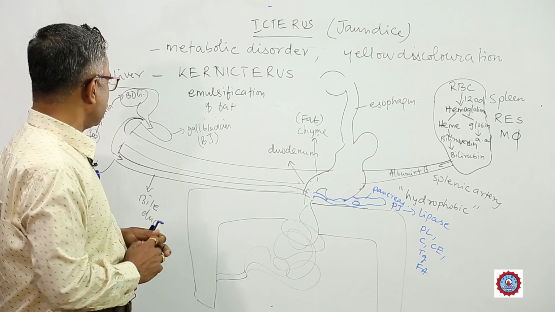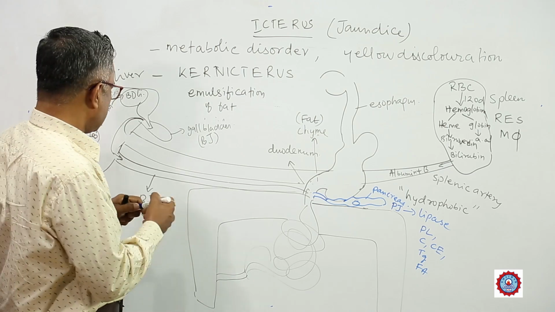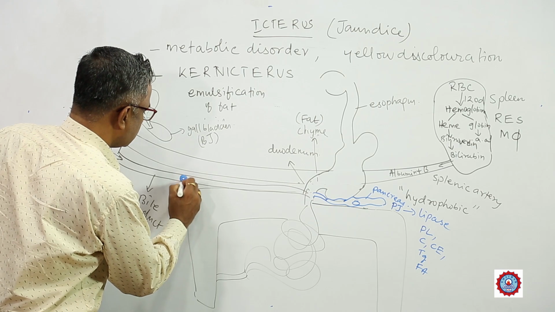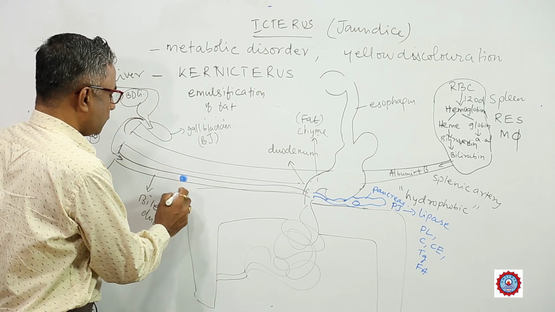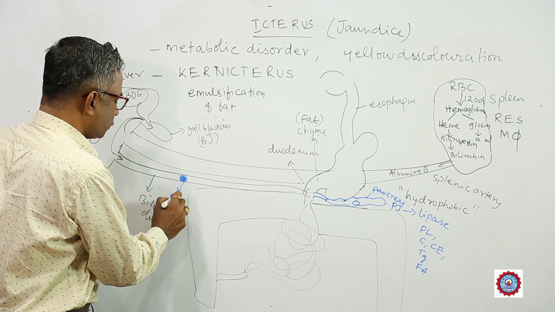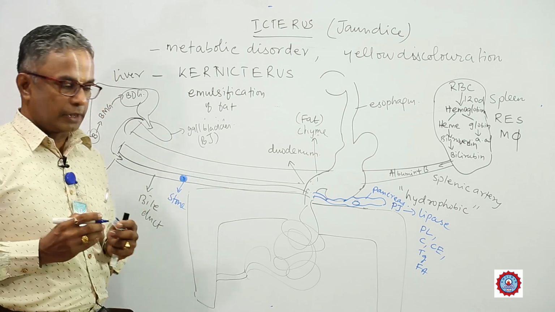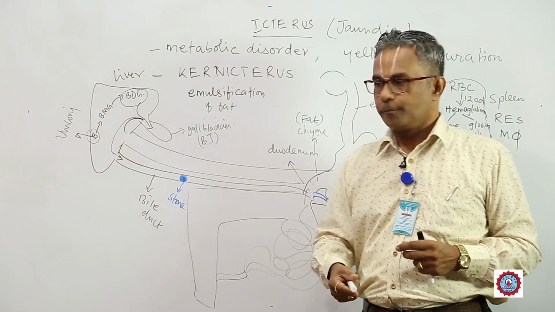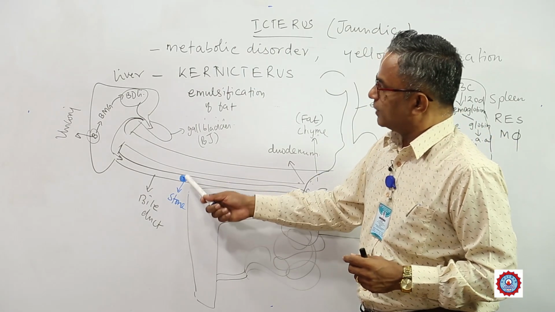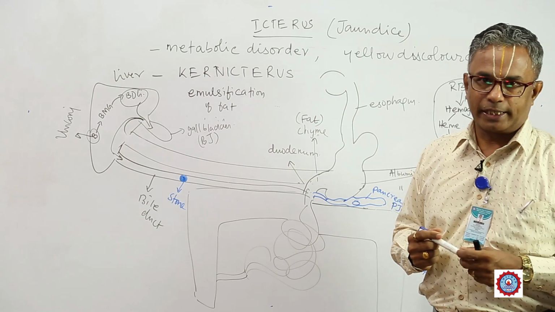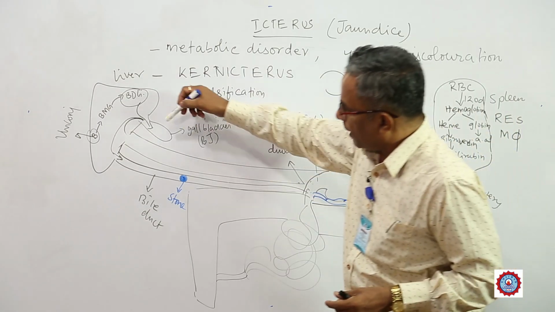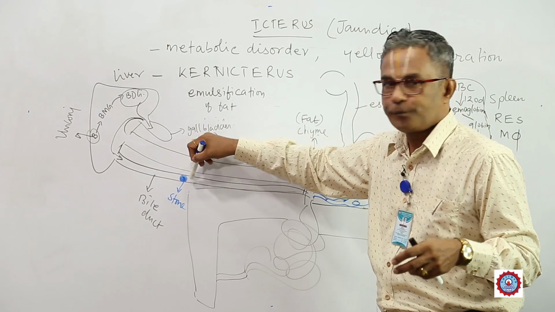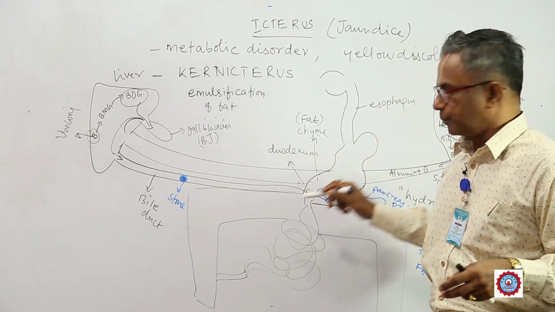Now, what happens here is, suppose there is a block here. This block can be due to a stone. That stone is called the gall stone. In Tamil we call it pittakal. So, if there is a stone formation in the bile duct, what will happen? The bile juice will not be able to come here. It will come here and it will stop. It cannot flow beyond this point.